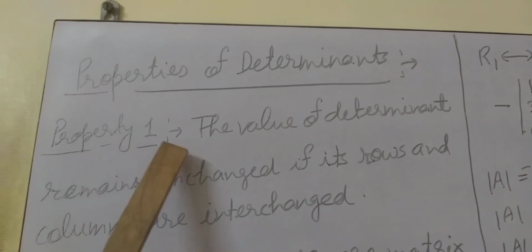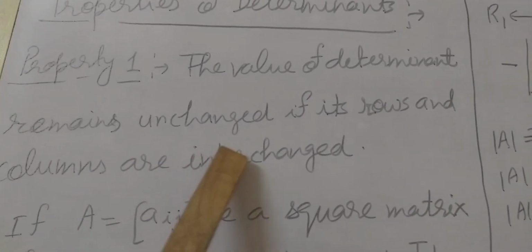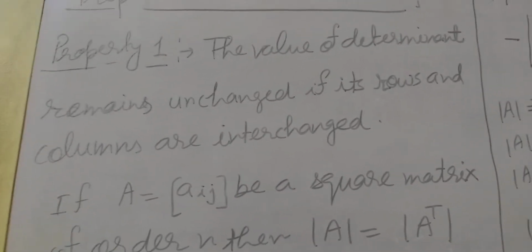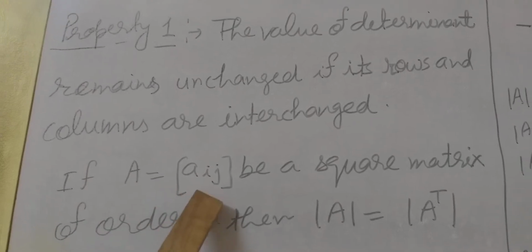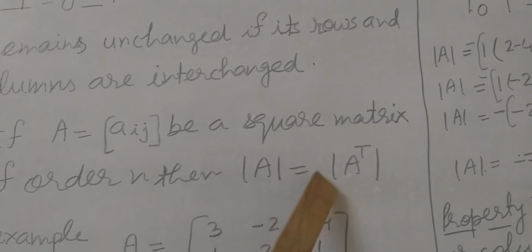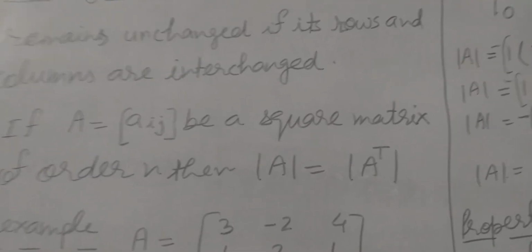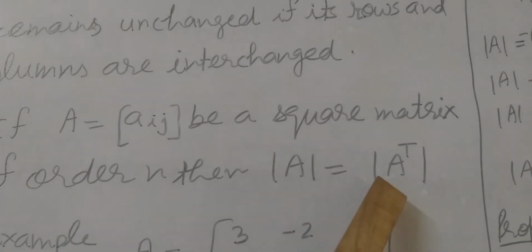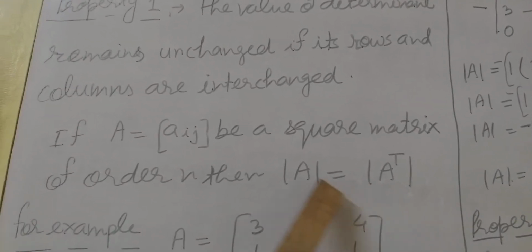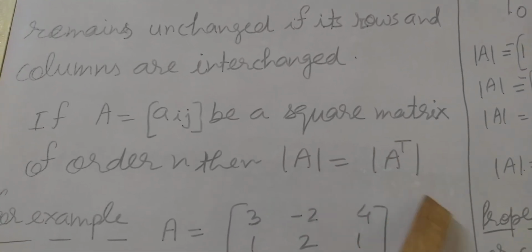So students, first property: the value of a determinant remains unchanged if its rows and columns are interchanged. Let A equal to Aij be a square matrix of order n. Then determinant of A equals determinant of A transpose. Students, we know that if we interchange the rows and columns, it is called the transpose of the matrix. That's why it is written here: determinant of A equals determinant of A transpose.